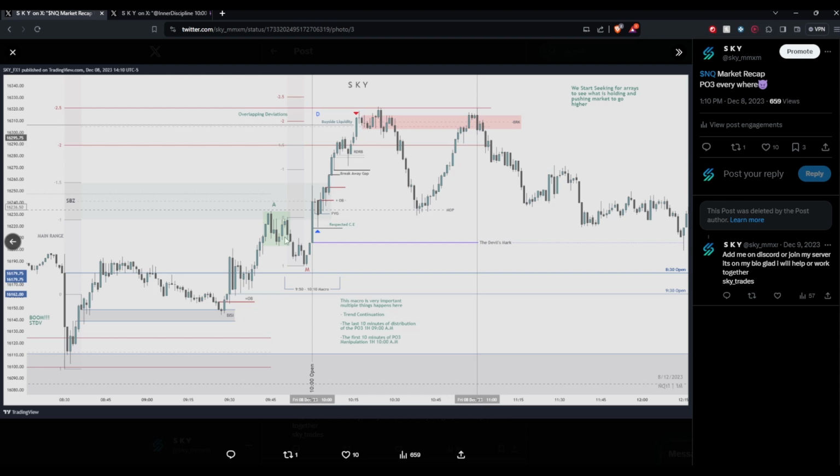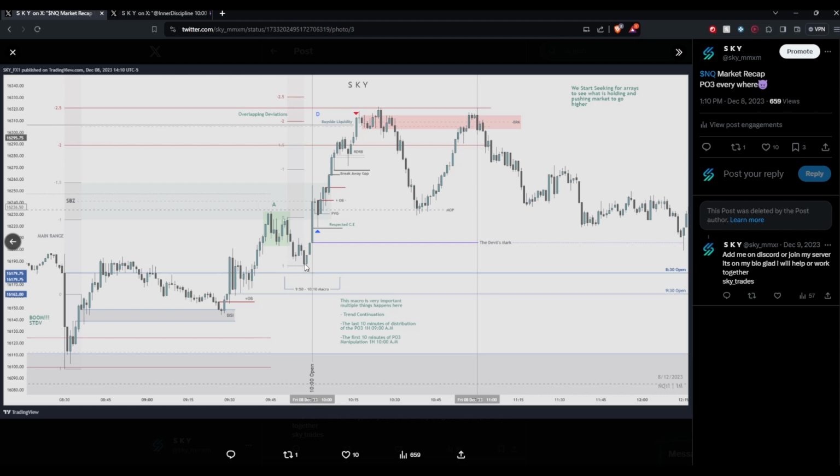But let's go to the important one, which is the devil mark. Our 10:00 open doesn't have a wick once again, so this is a signal of the devil mark. Price prints, reaches standard deviations; notice accumulation, manipulation, distribution.